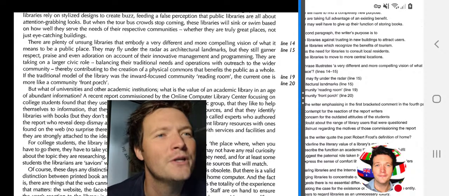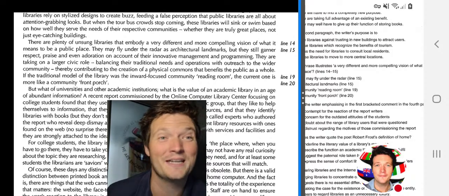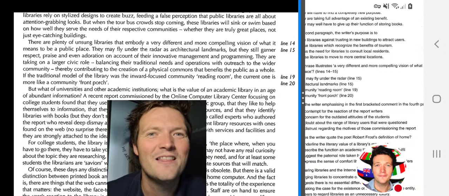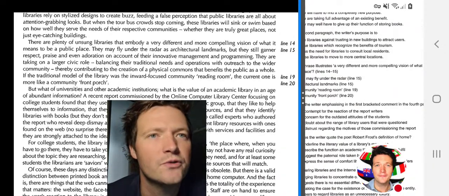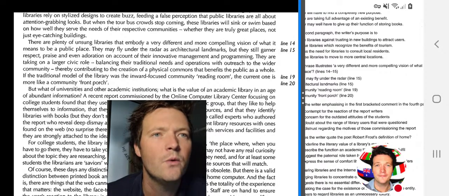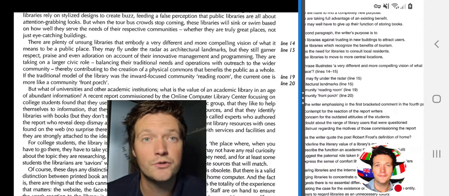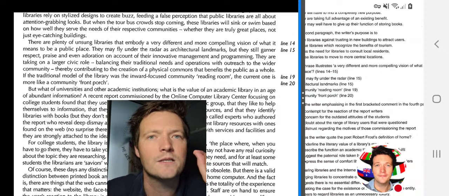Oh, right, I see. So the options, yeah, okay. So the answer could be in line 19 or 20, because it's not there, is it? Right, I see. Okay. They are taking on a larger civic role, balancing their traditional needs and operations with outreach to the wider community, thereby contributing to the creation of a physical commons that benefits the public as a whole.